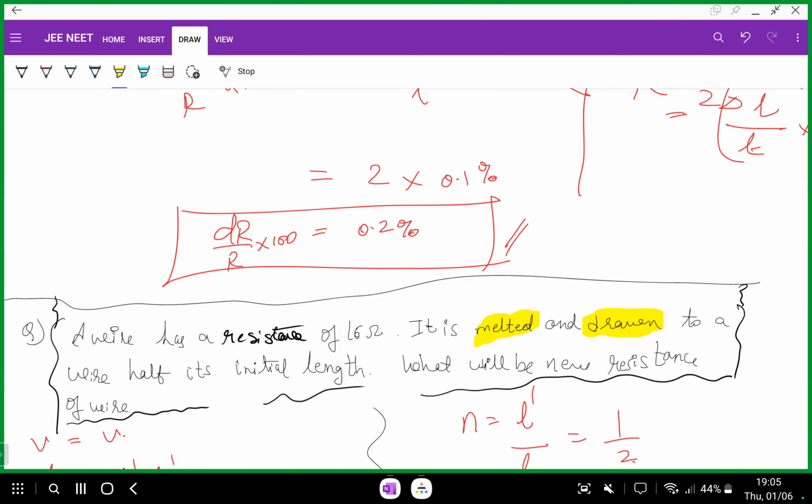What will be the answer? See, volume will be constant, remember? So volume is area into length, A dash, L dash. It's melted and the wire is half its original length, so L by 2. What will be the new resistance? So we have to check the area also. A dash will be 2A.